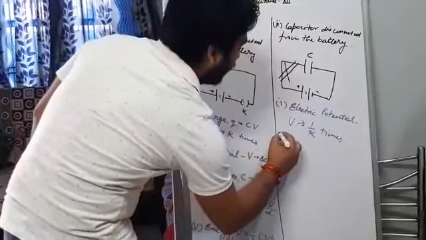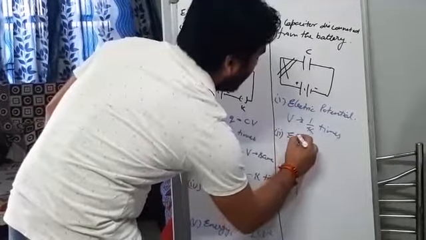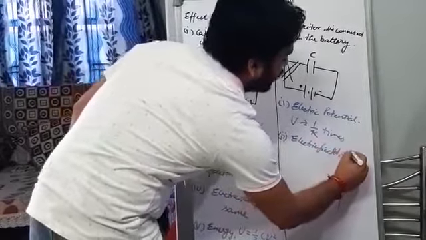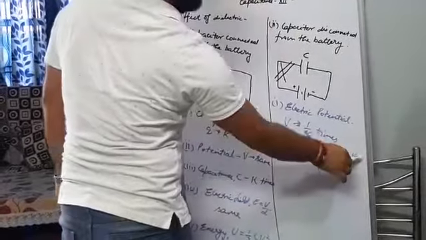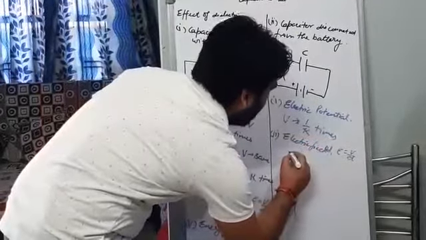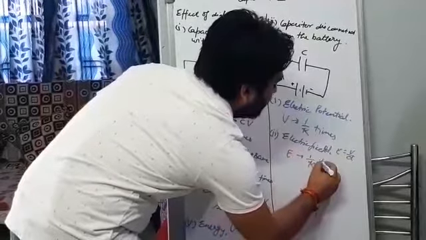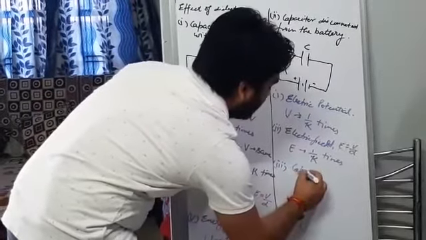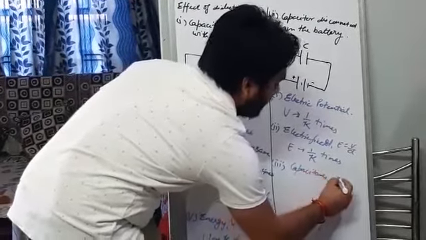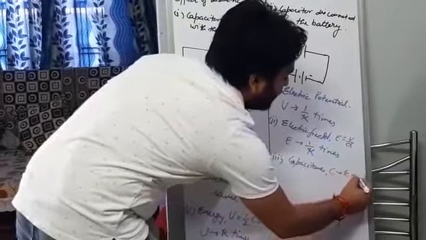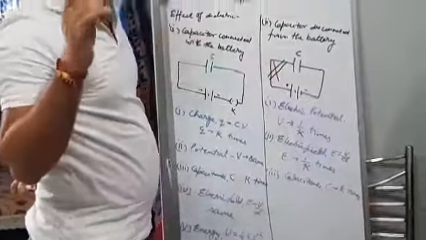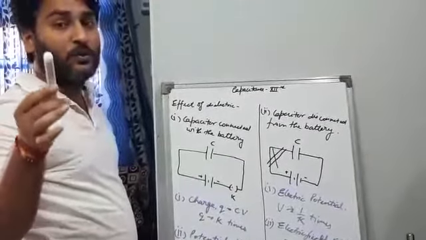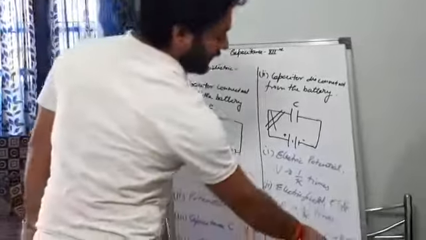Now the second part, this is electric field. Electric field E equals what? V by d. Obviously, if V becomes 1/K times, the electric field will also become 1/K times. Now the third part, that is capacitance. Capacitance becomes K times. You know the formula, C equals A epsilon upon d. When the dielectric is filled, C equals A epsilon naught K by d. Right? So it will be K times.